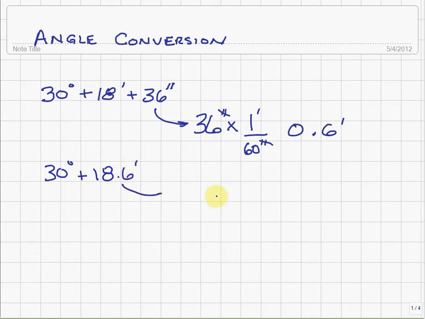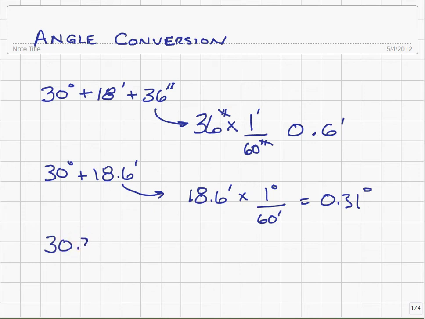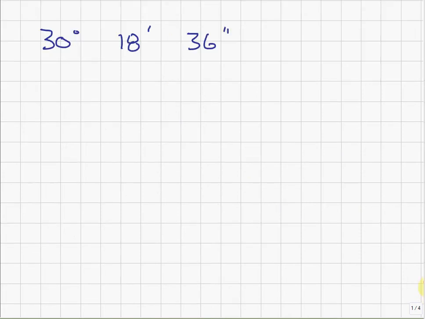I now want to roll up those minutes into degrees, and so I'm taking 18.6 minutes times a unity factor of 1 degree per 60 minutes, and my answer comes out to 0.31 degrees. Now adding that together with my 30 degrees gives me 30.31 degrees as my final conversion from degrees, minutes, and seconds. I like to show a second method here, which I'll call the all-in-one method.